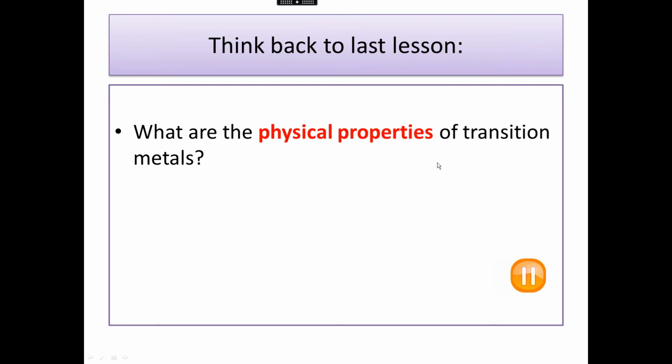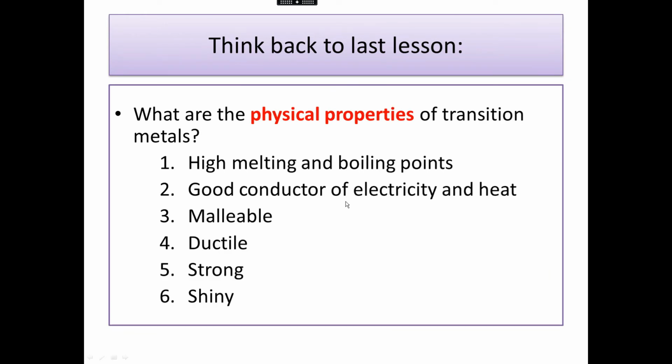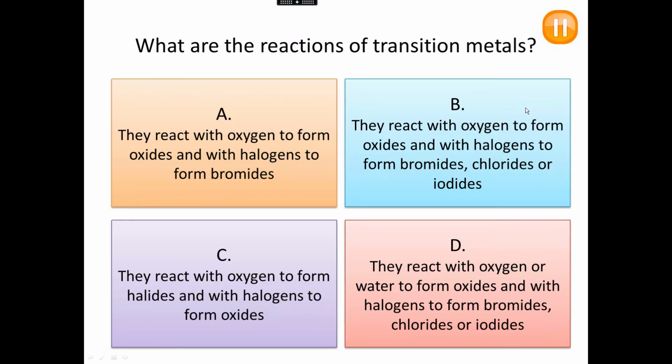Now, think back to last lesson. What were the physical properties of transition metals? Some of them were in the starter quiz at the beginning of the lesson. So pause the video and see how many physical properties of transition metals you can list from last lesson. Pause it now. Okay, here come the answers. High melting points, good conductor of electricity and heat, malleable, ductile, strong, shiny. Okay. What about catalysts? That's more of a chemical property because a catalyst is speeding up reactions.